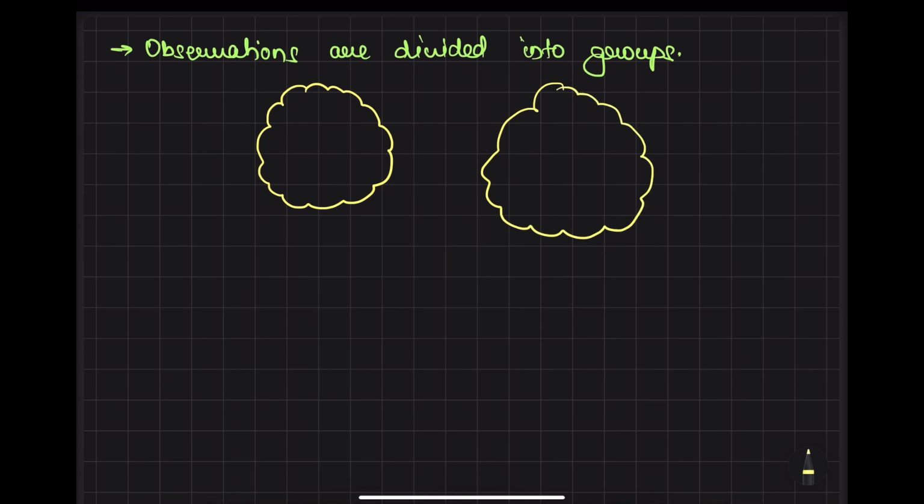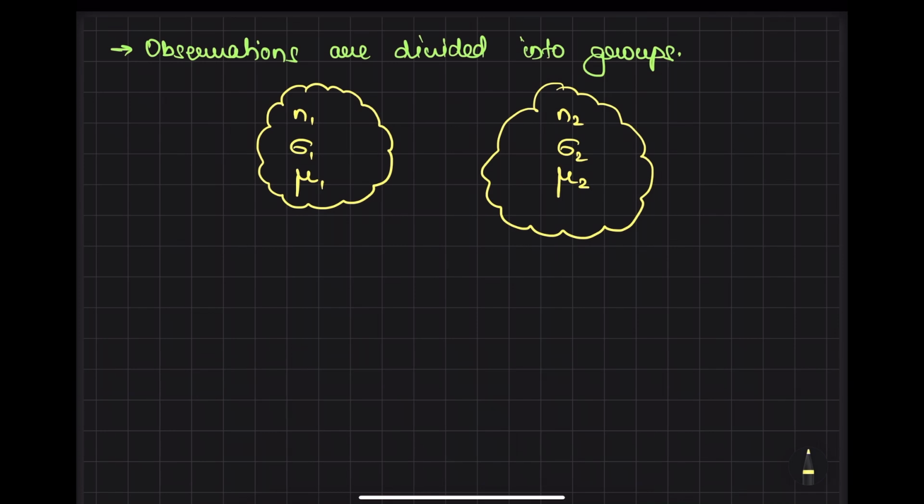In group A, we will have N1 number of members. In group B, we will have N2 number of persons. In group A, the variance is this thing. In group B, variance is this. In group A, mean will be this. In group B, mean will be this.